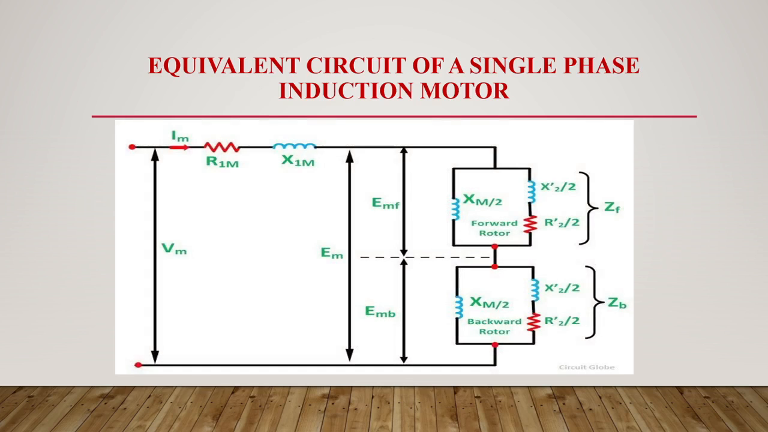So this is the equivalent circuit diagram. These are the resistances and reactances R1m, X1m, EMF, EMB. Vector addition of these two is EM. So the reactances are divided like this: Xm by 2, X2 dash by 2, and R2 dash by 2 is the resistance. So this total is equal to ZF, the forward impedance, and this is the backward impedance, that is R2 dash by 2 plus j X2 dash by 2. This is for the backward motor, this is for the forward motor.